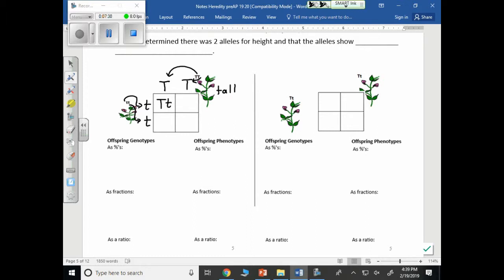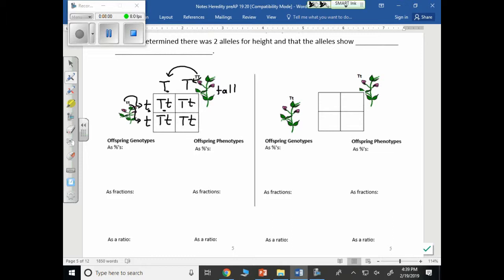So offspring have two codes. They get one letter from one parent and one letter from the other. So if this one passes on this big T and this one passes on little t, then this is going to be the genotype of some of the offspring. And we're going to bring them down and take them across. Big T, little t, big T, little t, big T, little t. So again, he ended up with all tall.